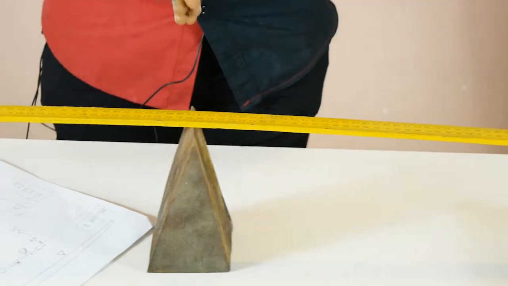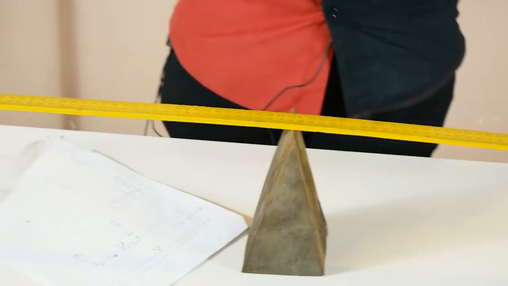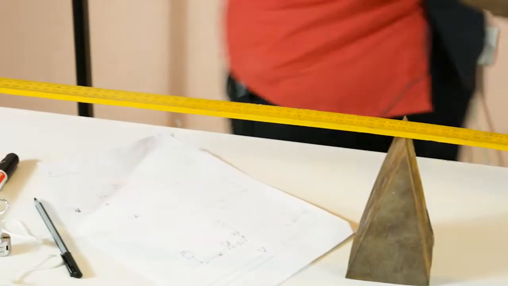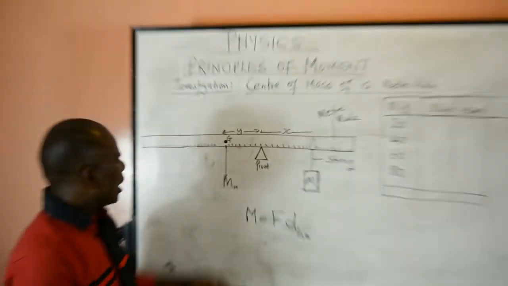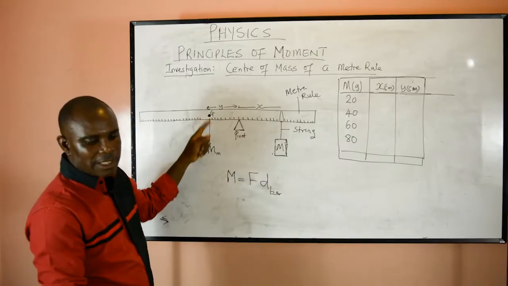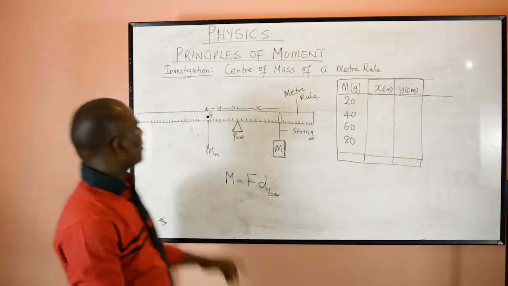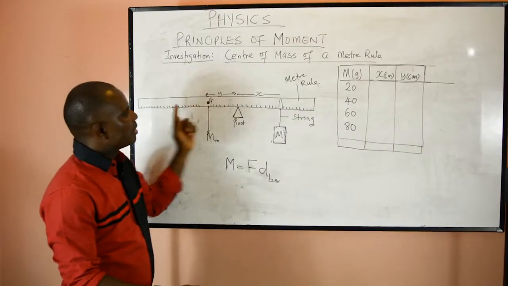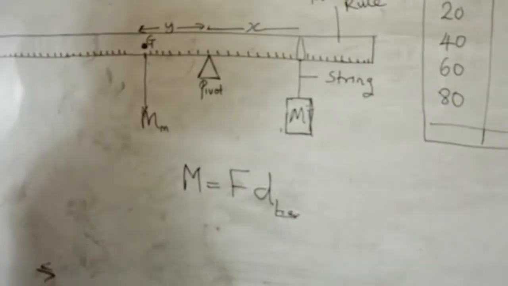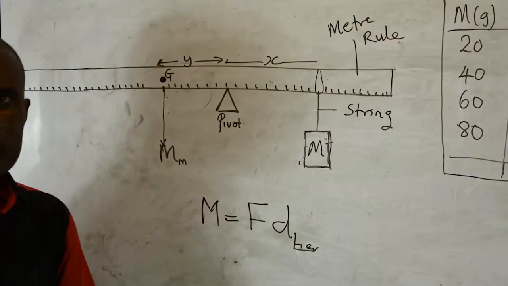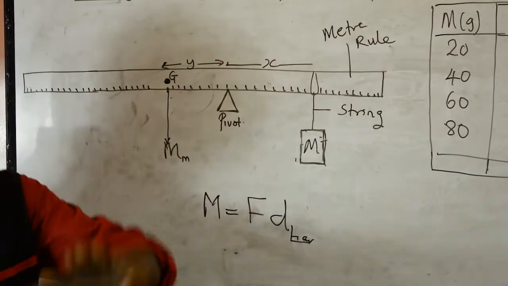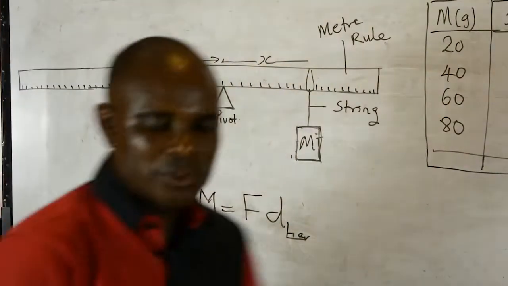So now if I want to find the mass of this meter roll, which is what I want to investigate, I want to find the center of mass of that meter roll. I have first of all located it. That point where the meter roll balances horizontally, I have labeled it as G. That is the center of mass of that meter roll. So it is where the weight balances, the meter roll balances horizontally. So I have marked it for this meter roll.